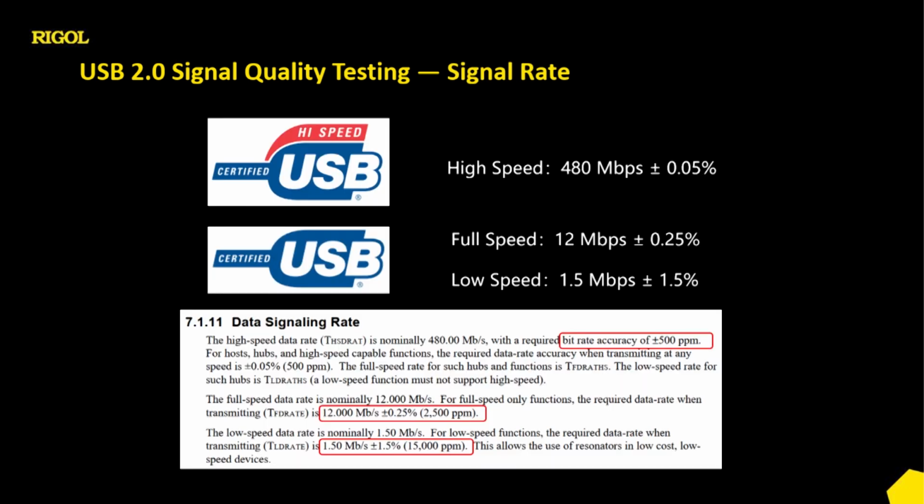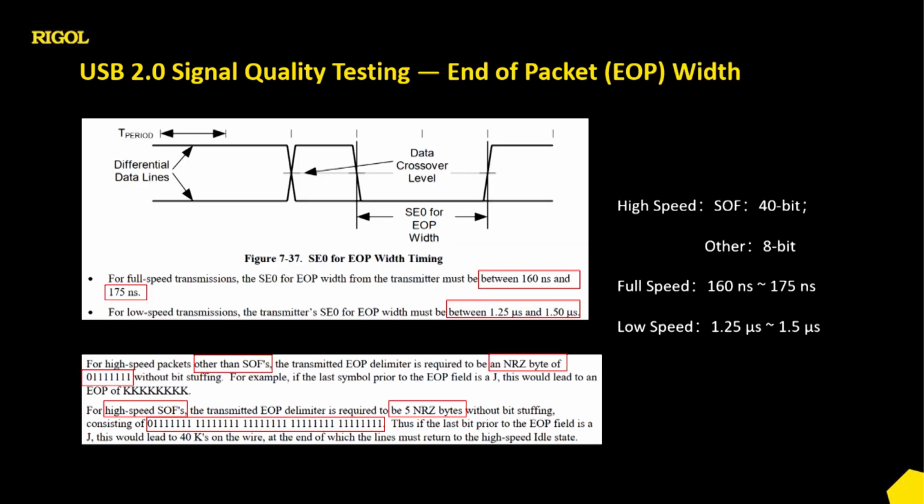The signal rate of USB 2.0 is not as high as it can be and must be within the required speed range to pass the test. For the USB protocol, all packets end with an end-of-packet field. The width of the EOP field is defined in bit times. For the end of packet of the start of frame packet, it is required to be between 39.5 bits and 40.5 bits.